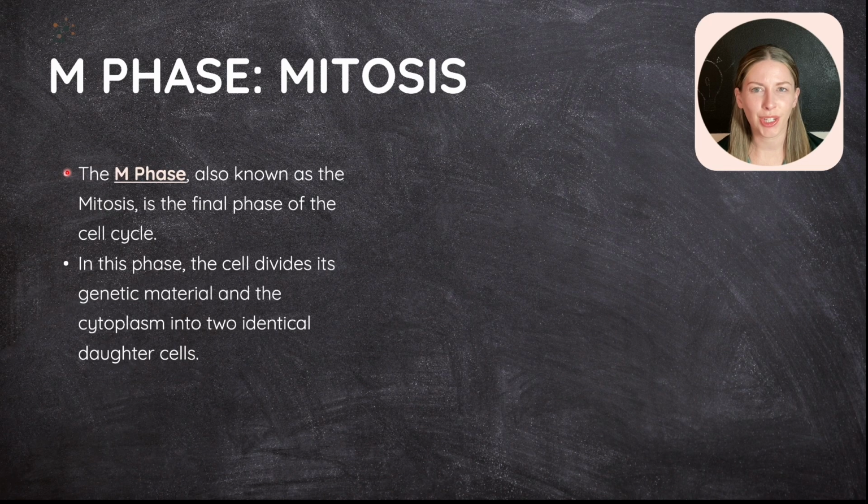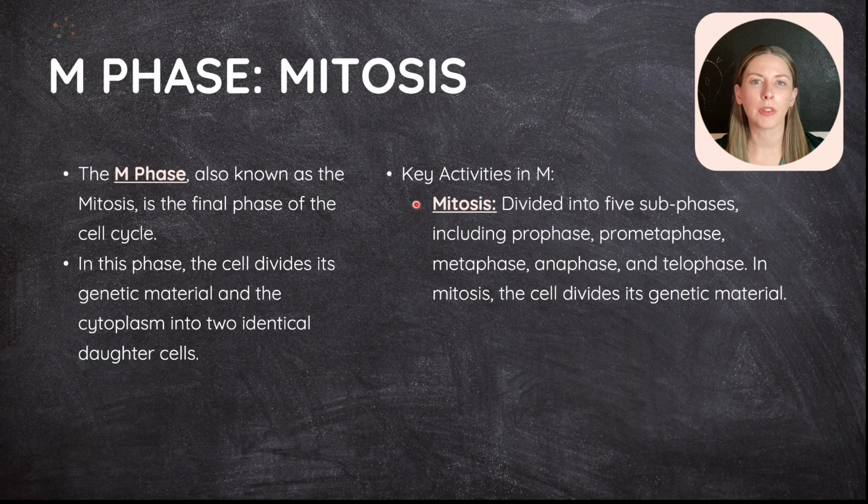The next and final stage of the cell cycle is M phase, better known as mitosis. Mitosis is not a part of interphase. In this stage, the cell actively divides its genetic material in the nucleus into two identical daughter cells. Mitosis is divided into 5 subphases, including prophase, prometaphase, metaphase, anaphase, and telophase. In these steps, the cell will divide its genetic material inside the cell.